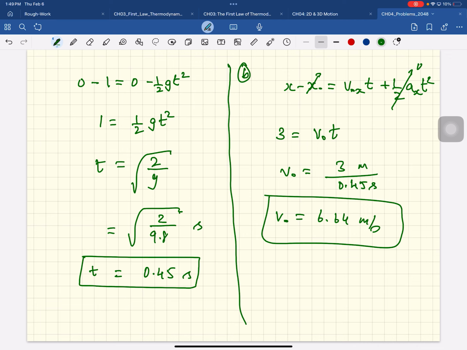So like we said, the further it falls, the greater would be the velocity.